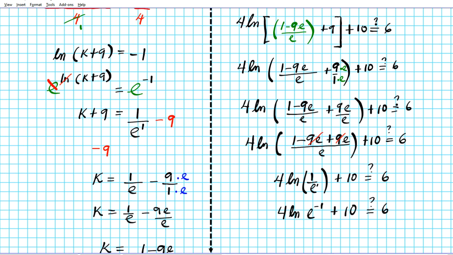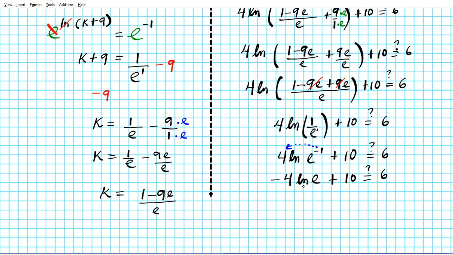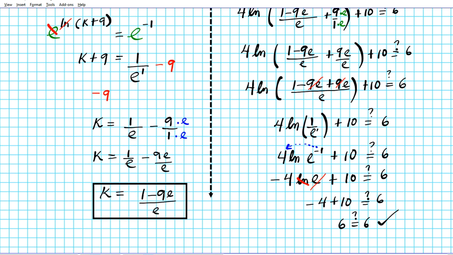Now let's examine what we have here. We have a power, so we can use another property of logarithms. We can power down this exponent, negative 1, which will be multiplied by 4 to give us negative 4 times the natural logarithm of e, plus 10. Is it equal to 6? Now, using the inverse property of logarithms, the natural logarithm of e is just the same as log base e of e. We have a composition of two inverse functions, so they basically take each other out. And you're left with negative 4 plus 10. Is that equal to 6? Negative 4 plus 10 is 6. Is 6 equal to 6? Certainly is. So this shows that our original answer, k equals (1 minus 9e) over e, is in fact correct.